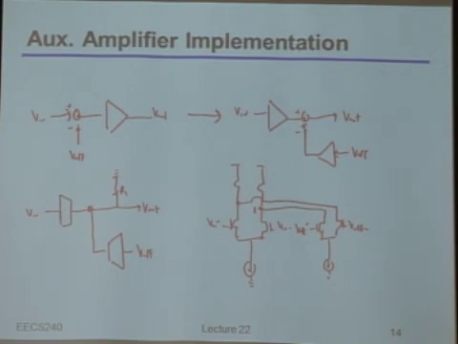Whereas with single-ended circuits, you can't exactly do it this way. You have to have current flowing one way or the other to do an addition or a subtraction. Make sense to everybody? Okay.